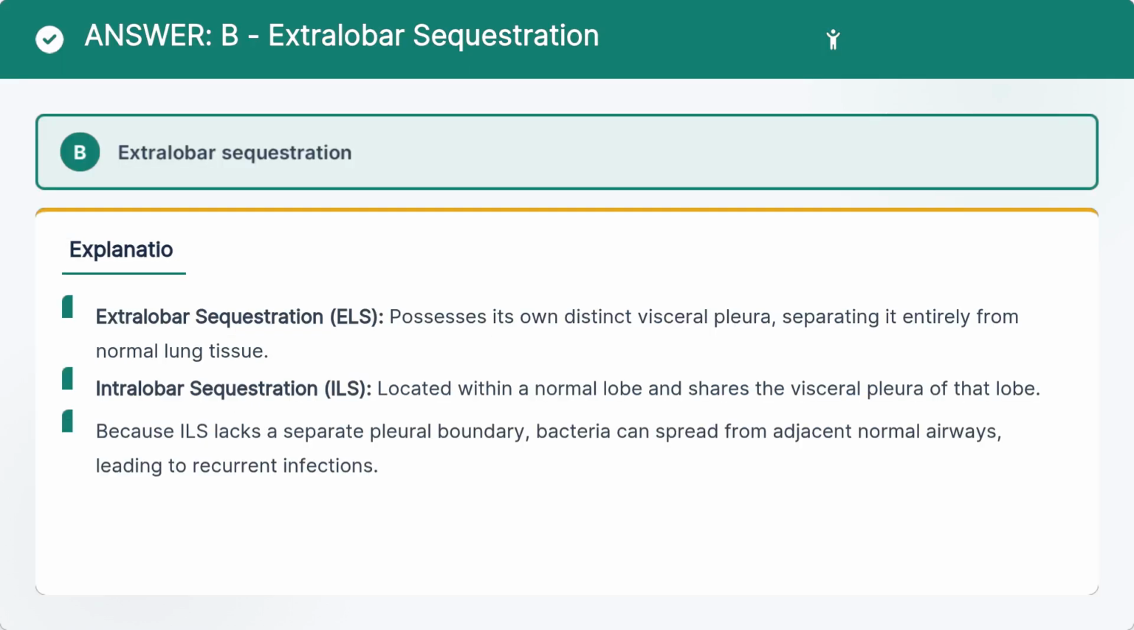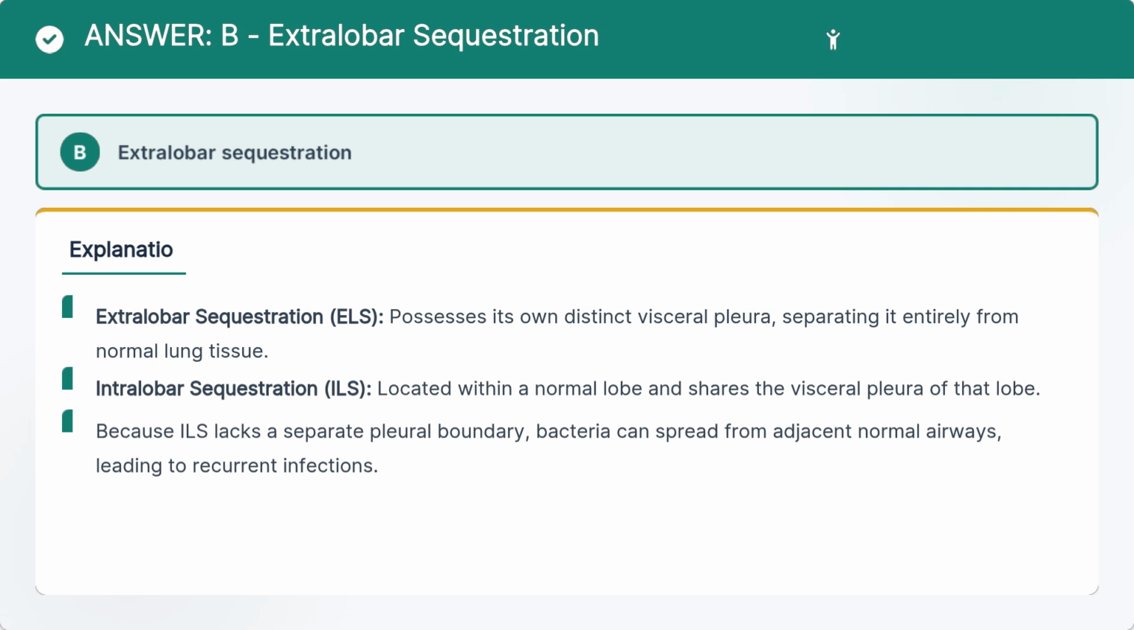The correct answer is option B, extralobar sequestration. The presence of its own distinct visceral pleura, completely separating it from the normal adjacent lung, is the defining anatomical feature of extralobar sequestration. By contrast, intralobar sequestration sits within a normal lung lobe and shares that lobe's visceral pleura with no separate pleural boundary.